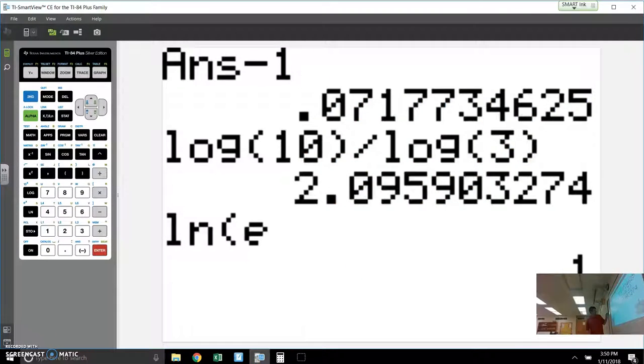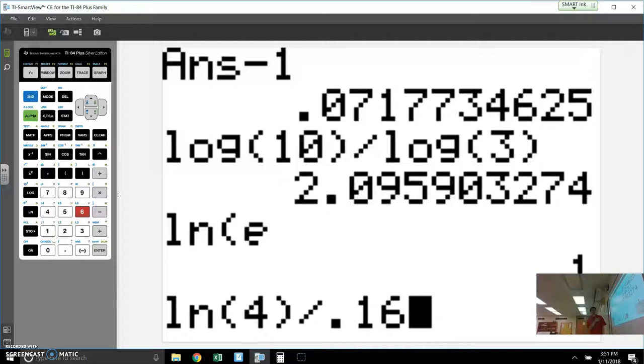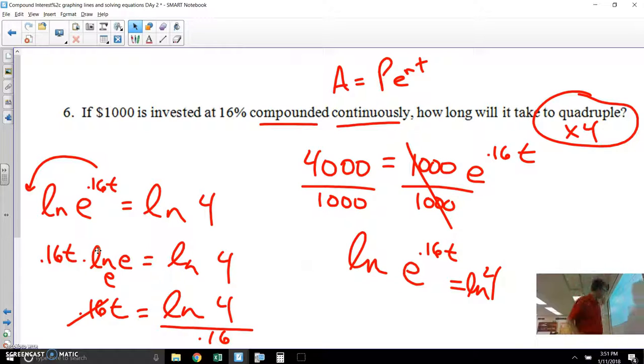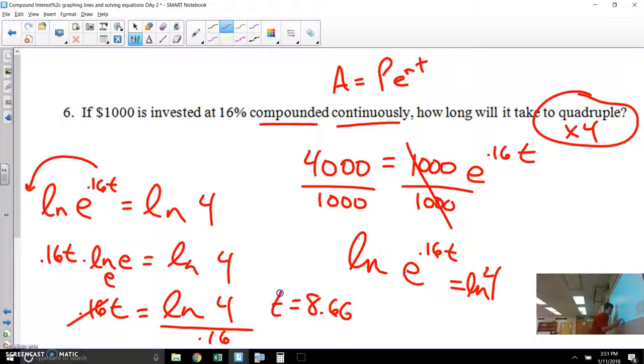So I have natural log of 4, okay? I'm going to close that parentheses and divide by 0.16, and that, my friends, is how we're going to get t, okay? We're going to get t by using natural log. It's about 8.66, okay? t equals 8.66. So about 8 2/3 of a year. Okay, that's how long it's going to take to quadruple.